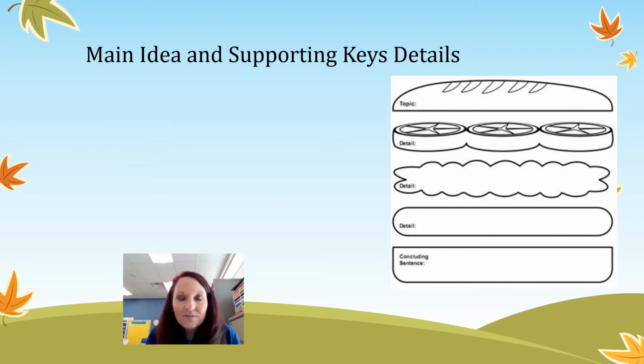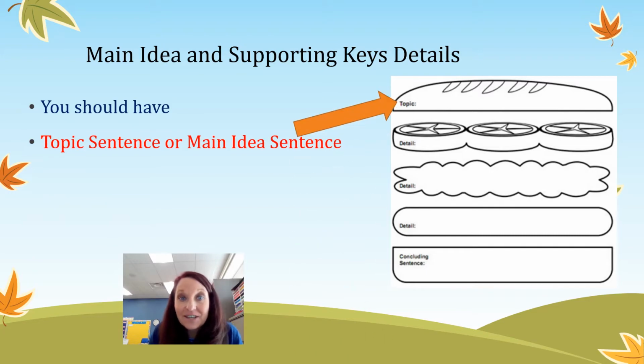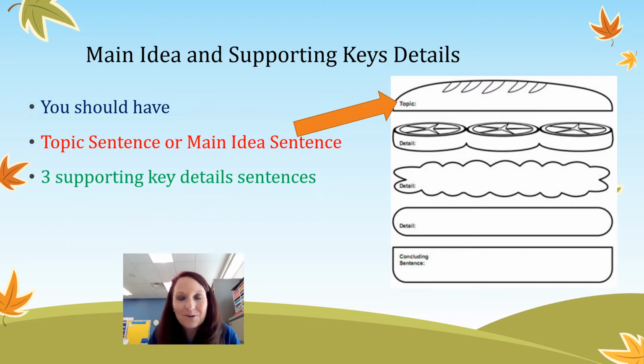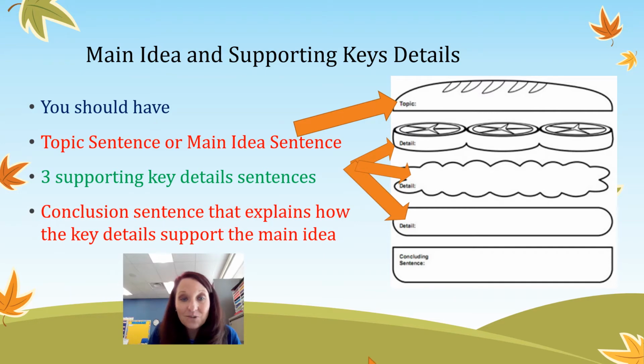Okay, so this is what you should have written down on that paper. The first thing you should have is the topic sentence or the main idea sentence. That's the top of the hamburger bun, or if you want to call it a sandwich, the top part of the hamburger or sandwich. Then you should have 3 supporting key detail sentences. That is the good stuff in the middle. And then the last one that you should have written is a conclusion sentence, and that's where we're going to explain how the key details support the main idea, and we're going to work on that today.